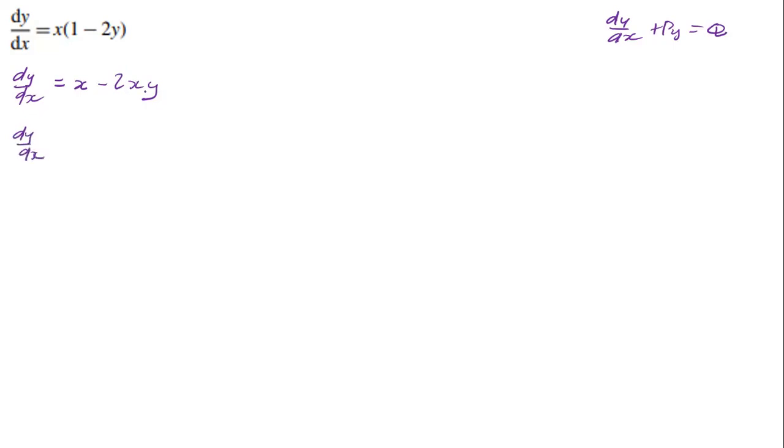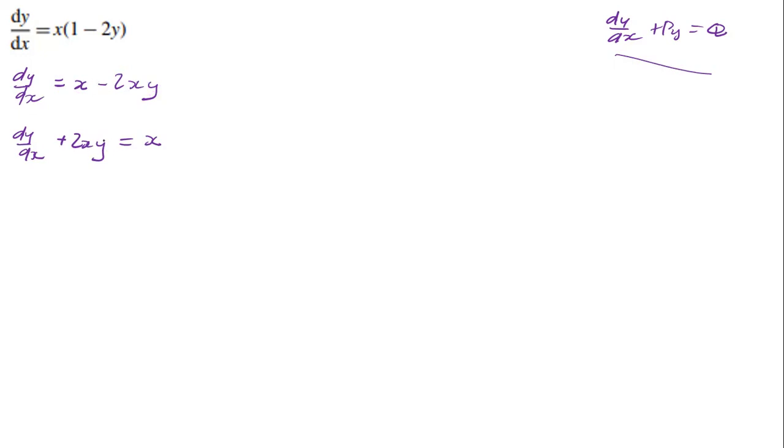And therefore, we want to take the dependent variable, because y is our dependent variable. We're going to take this guy to the other side of the equation. It's going to be positive 2xy, and then equal to x, which is this guy over there. Now we wrote it in this standard form. Let's confirm if this is linear or not.